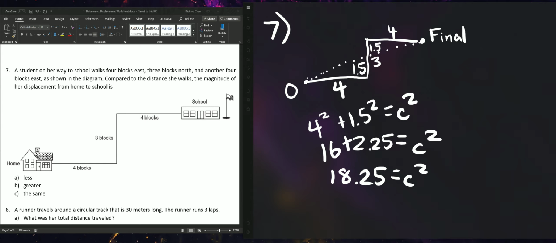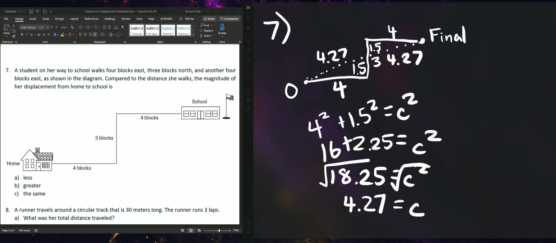Now, we want to square root both sides. Square root of 18.25, and we get 4.27 is equal to c. 4.27. All right.